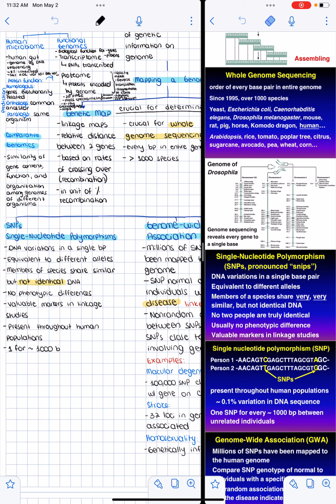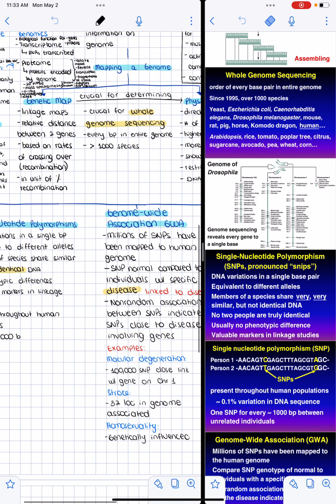Members of the same species may share similar but not identical DNA. There are no phenotypic differences among individuals with single nucleotide polymorphisms, and they are valuable markers in linkage studies. Single nucleotide polymorphisms are present throughout all human populations, and there is approximately 1 SNP for every 1,000 bases.